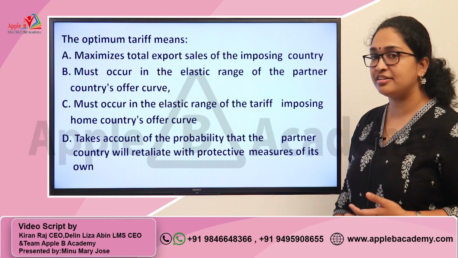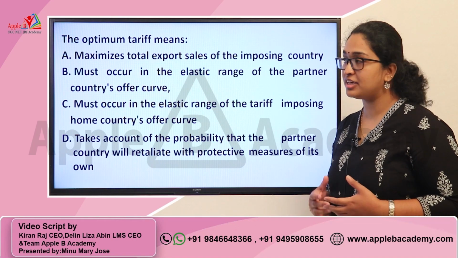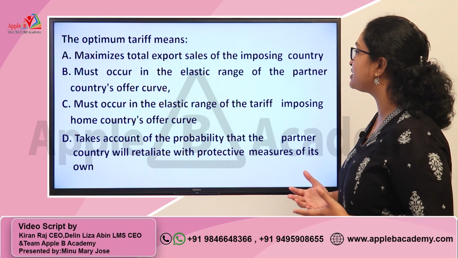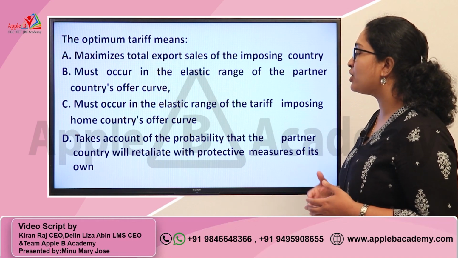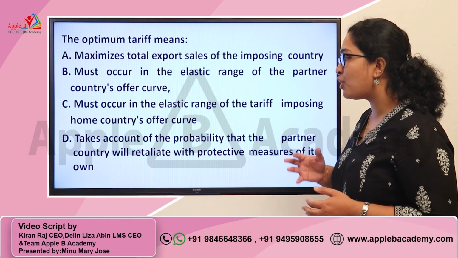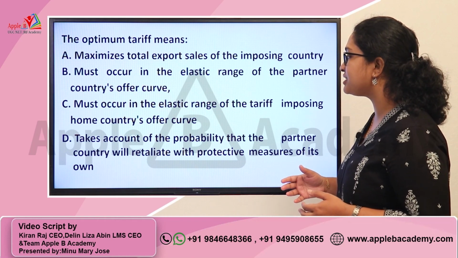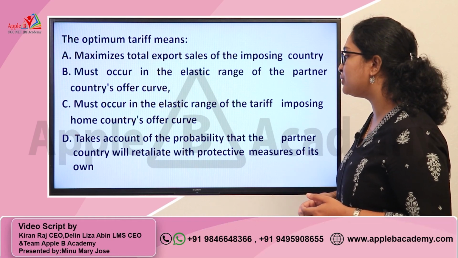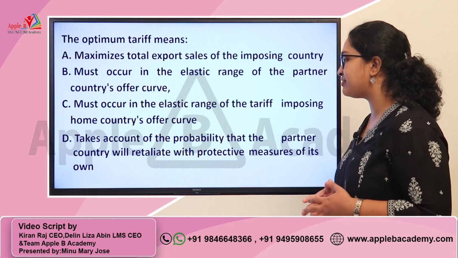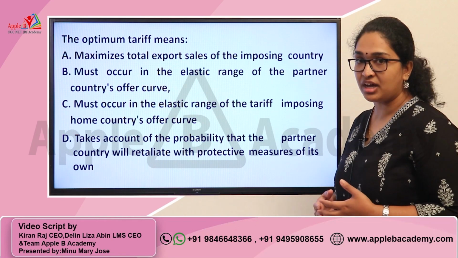Next question is about tariff, again from international economics. The question is about what optimum tariff is. So there are 4 options given. Maximizes total export sales of imposing country. Must occur in the elastic range of the particular country's offer curve. Must occur in the elastic range of the tariff imposing home country's offer curve, and it takes account of the probability that the partner country will retaliate with protective measures of its own. So we have 4 options given here for optimum tariff.